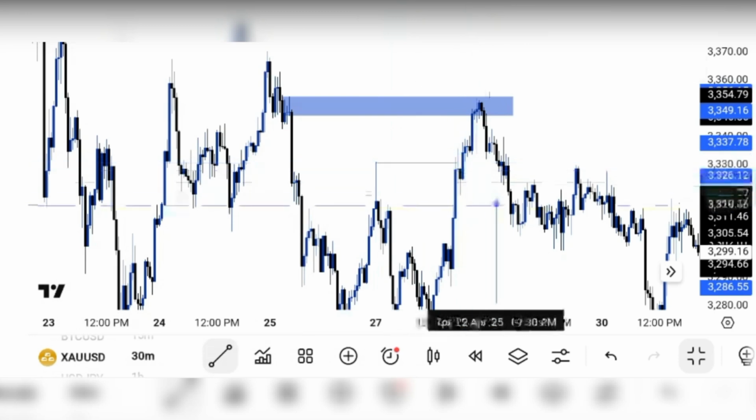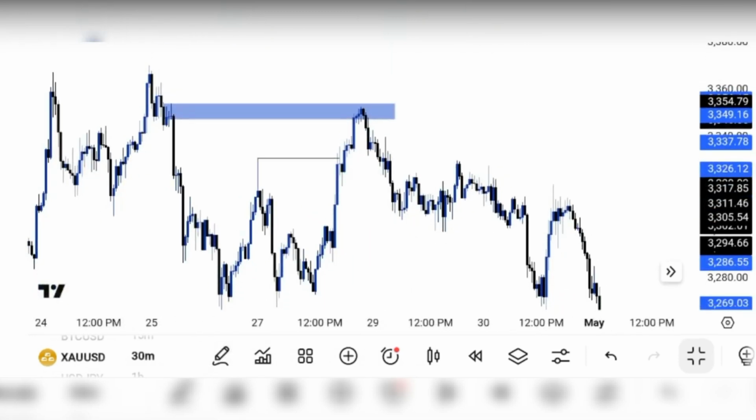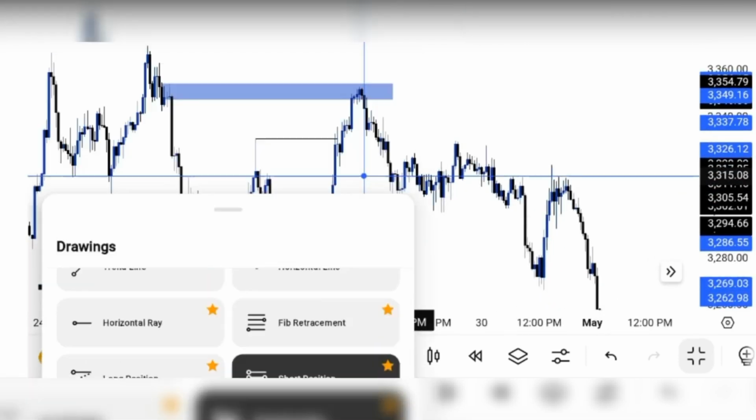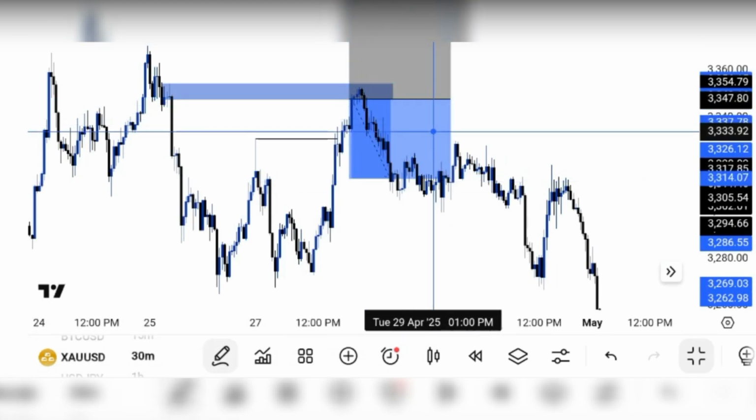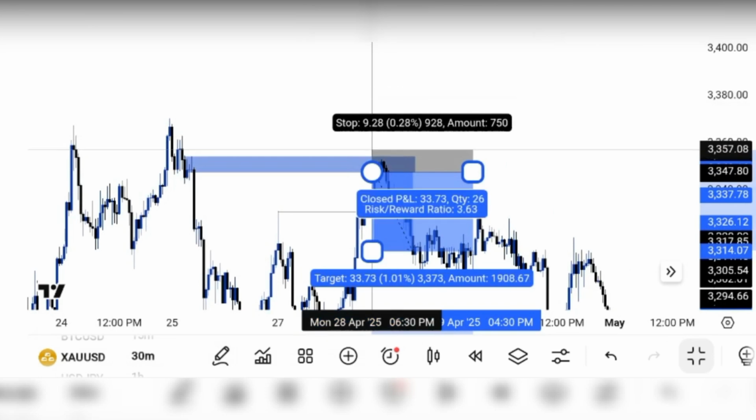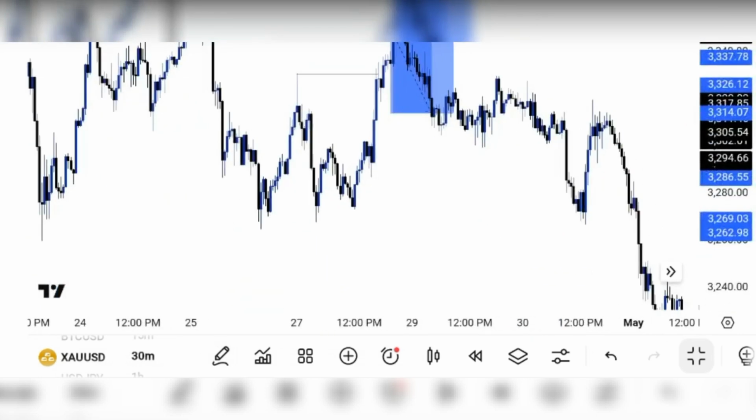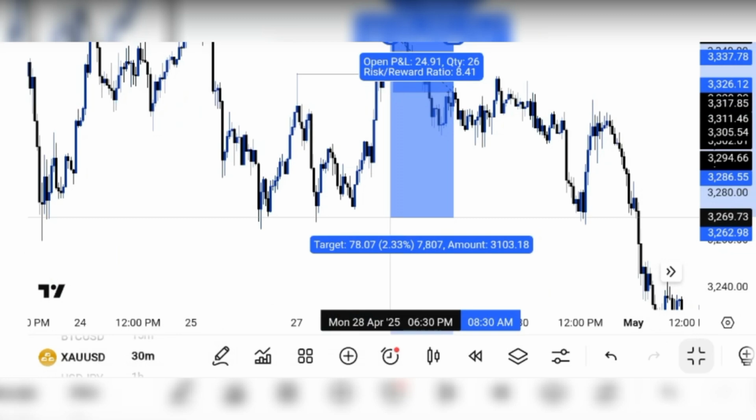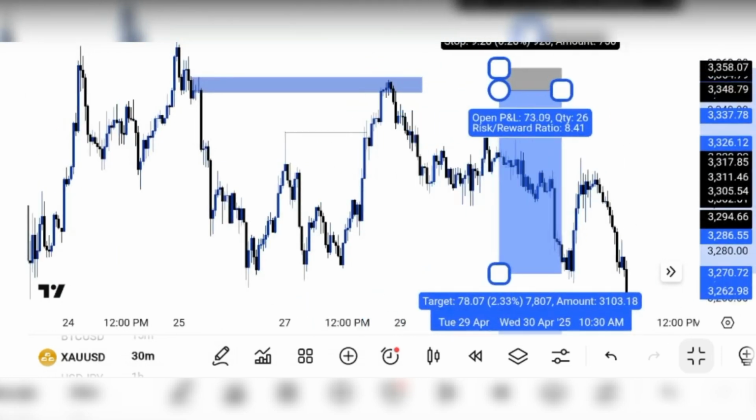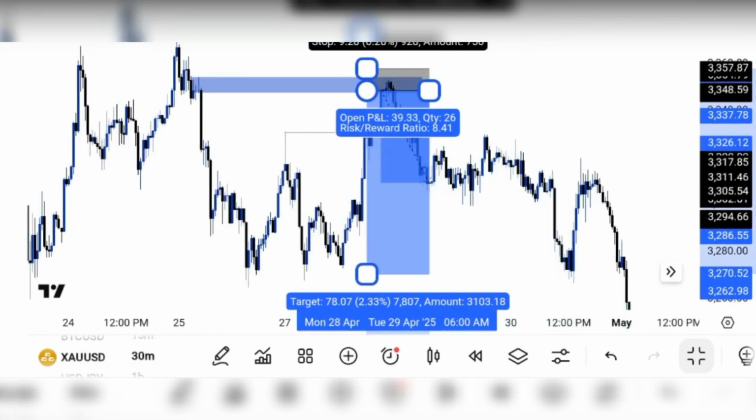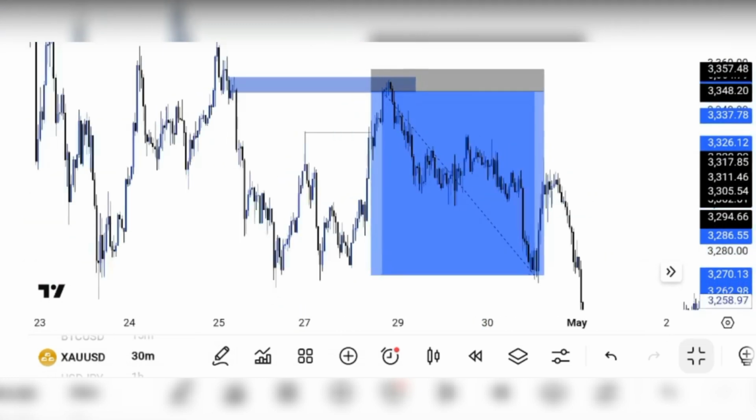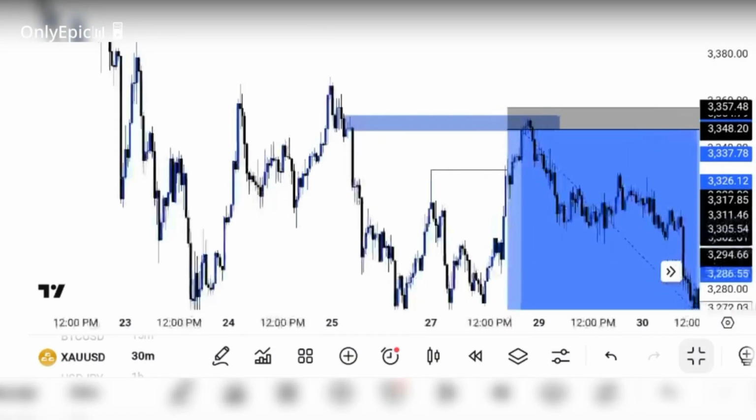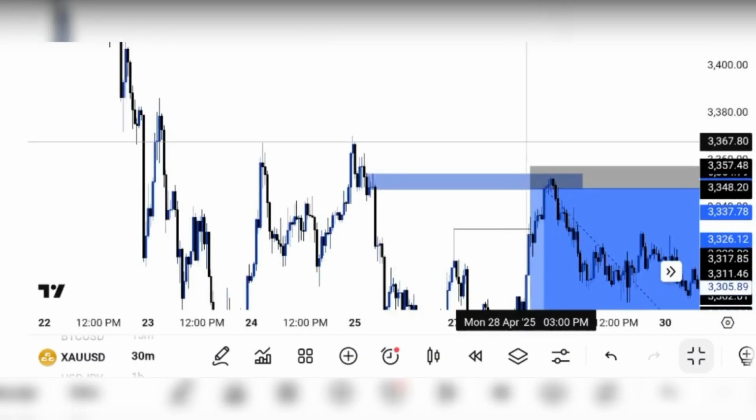So when you have this liquidity, all you just have to do is to put your entry on the order block, then put your stop loss, then your take profit at the next opposite liquidity. So you can see that price took profit just like that. So now it continues like that.